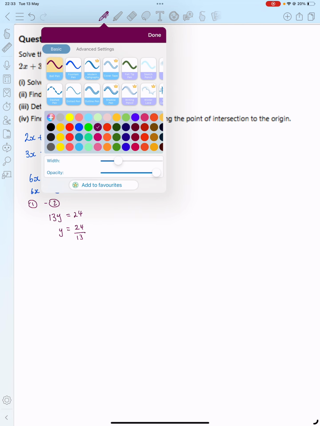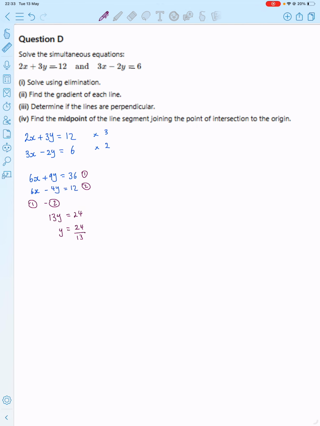Okay. So now to get x, we just need to substitute into one of these equations. So I'm going to take this equation, just pick that one, it just seemed nice. So rather than writing 2x plus 3y equals 12, I'm going to put 2x plus 3 lots of the actual value of y now, 24 over 13 equals 12. So that's 2x plus 3 over 1 times 24 over 13 equals 12. 2 lots of x plus 3 times 24 is 72 over 13 equals 12.